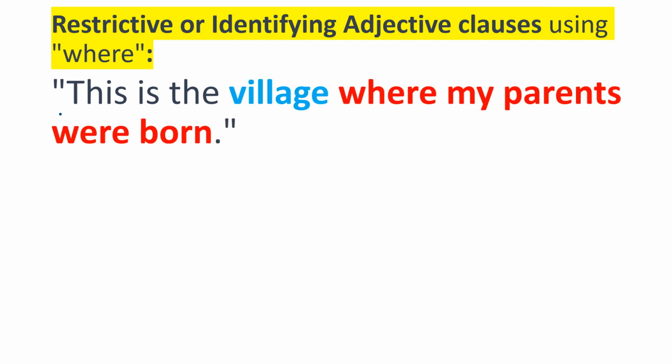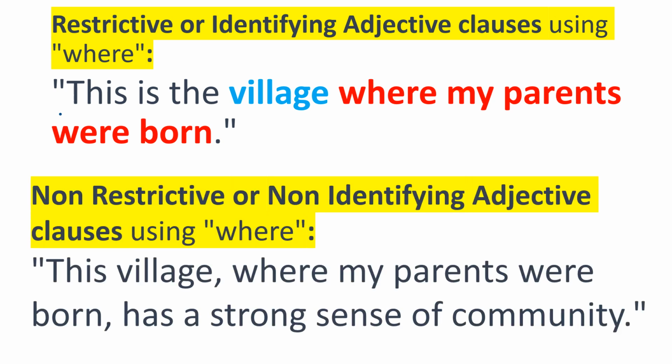Where my parents were born is the adjective clause and it's describing the village. Where my parents were born acts as a non-restrictive or non-identifying adjective clause in this sentence. This village, where my parents were born, has a strong sense of community.